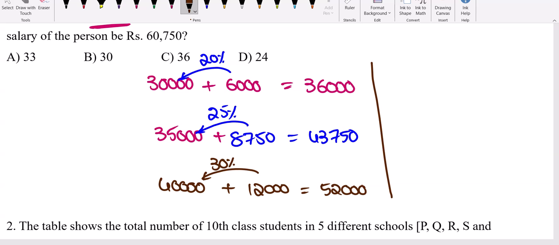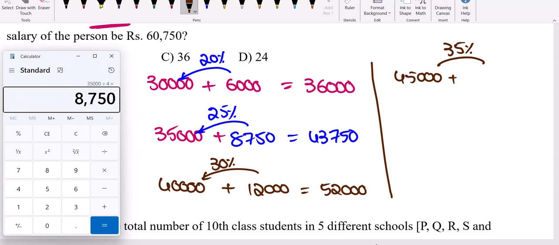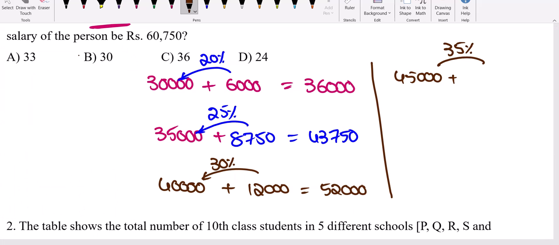Next time it is 45,000 plus 35% of this, 15,750, which is 60,750. You achieved your target.